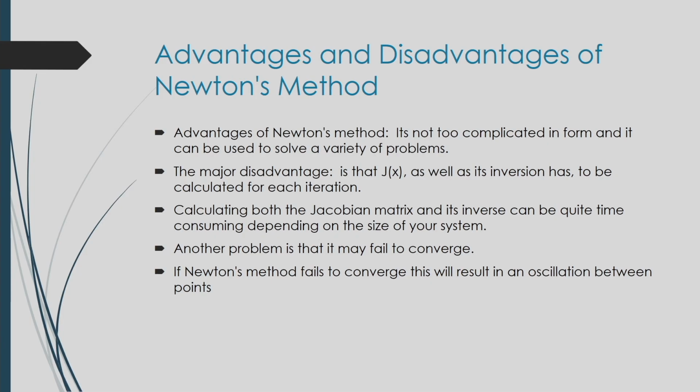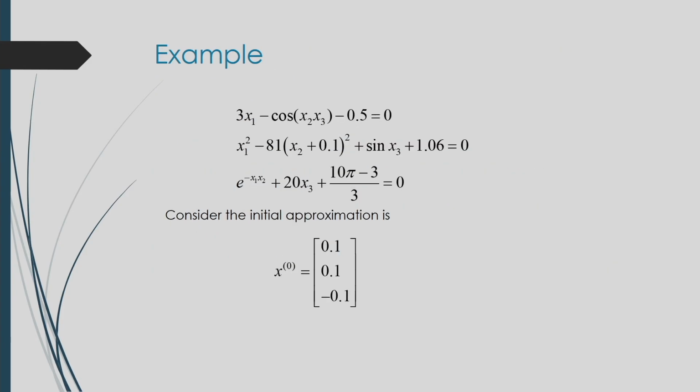Another problem is that it may fail to converge. If Newton's method fails to converge, this will result in an oscillation between points. So, there will be an issue for that. Otherwise it is advantageous because it is not a too complicated system to solve the equations.